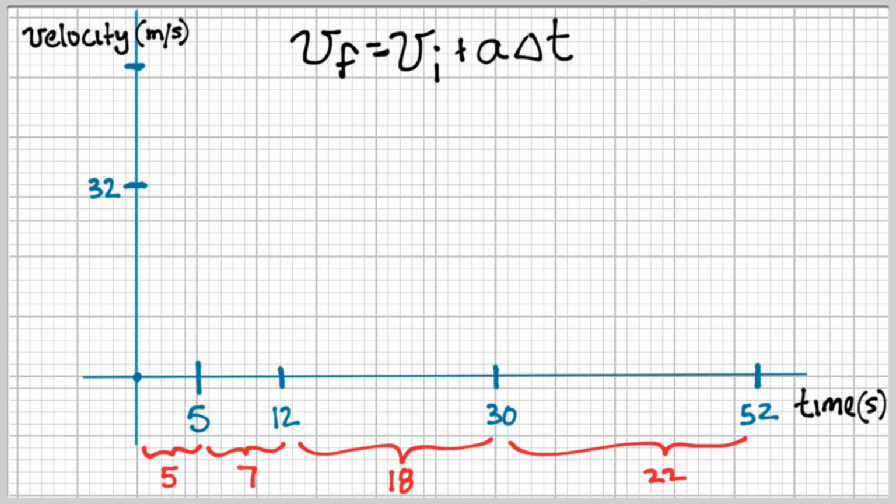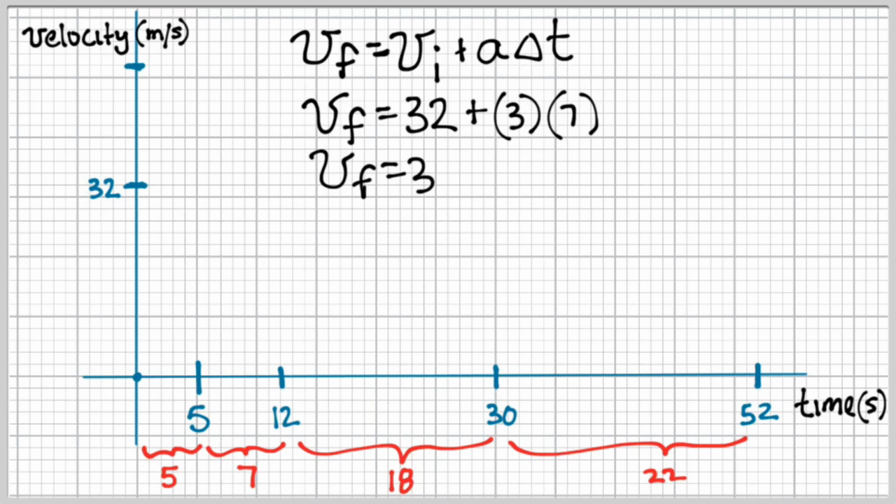So we need to know after that acceleration, what is the velocity of the van? We are going to use the formula velocity final equals velocity initial plus the acceleration times the change in time. And we're looking for the velocity final when our initial velocity is 32 meters per second, our acceleration is 3 meters per second squared, and our change in time is 7 seconds. So that's going to give us a velocity final of 32 plus 21. So our velocity final is 53. So on our graph, I'm going to put 53 meters per second right here. And that will be what our maximum velocity is in this problem.